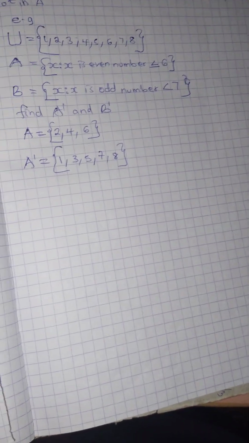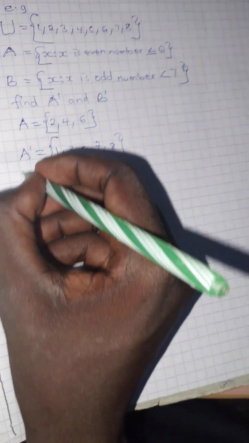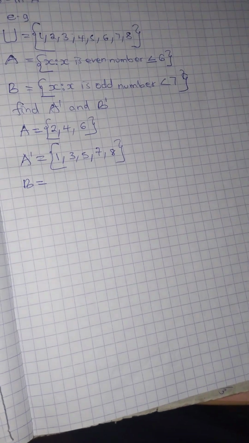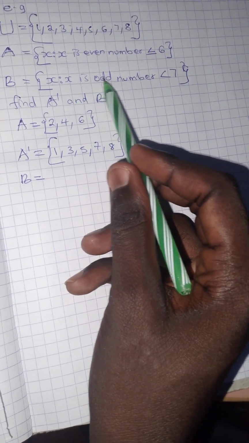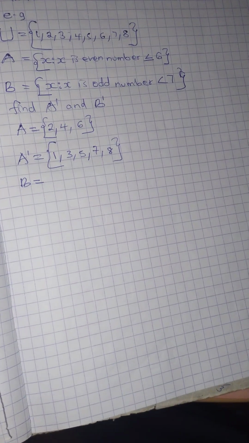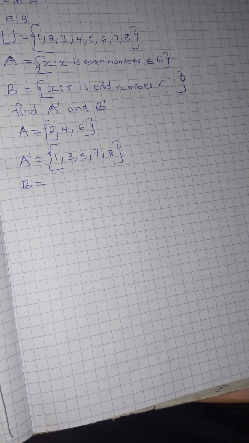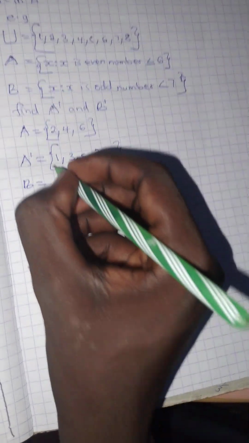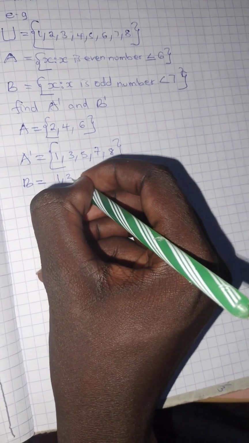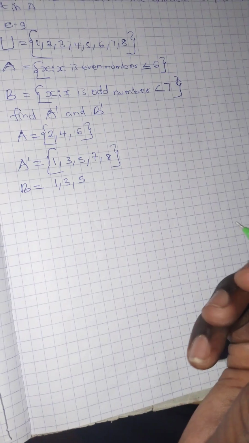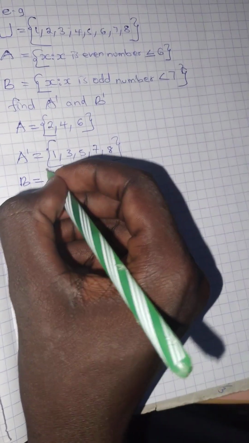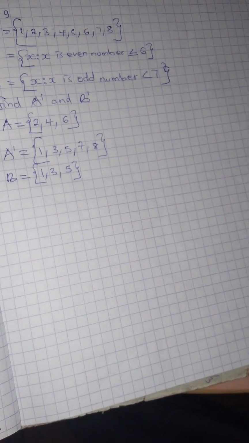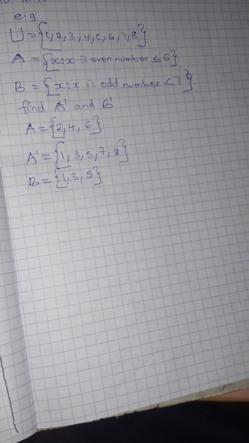Let's go to B. We start by listing the elements of set B. The elements of set B: X is such that X is an odd number less than 7, which means we will not write the seventh one. Odd numbers start with 1, 3 and 5. We will not write 7 because it was less than 7. Then we write it within a curly bracket. These are the elements of the set B.